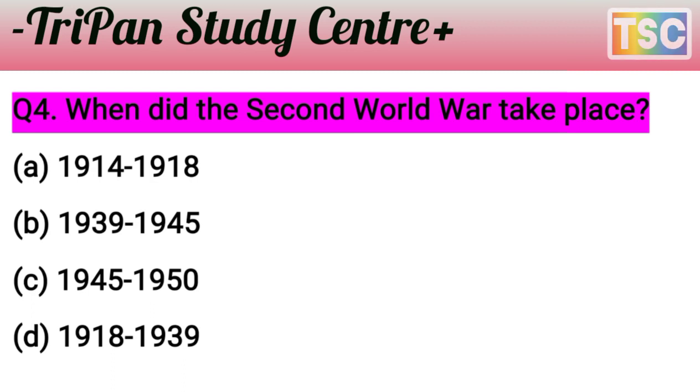The question here: when did the Second World War take place? That's an important question. The options are: A, 1914 to 1918; B, 1939 to 1949; C, 1945 to 1950; and D, 1918 to 1939. That is an important option. Test your knowledge.